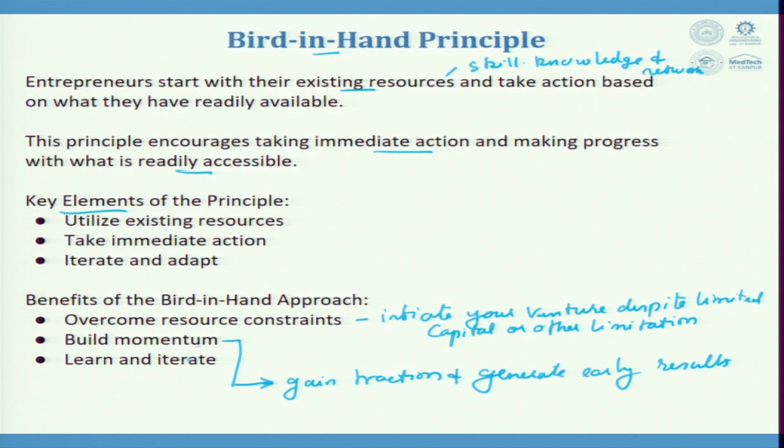Learn and iterate is learning from experience and adapting your approach along the way. So, these are the benefits. Bird in hand means the resource I have, build momentum is gaining traction and generating early results, and learning from experience and adapting your approach along the way.